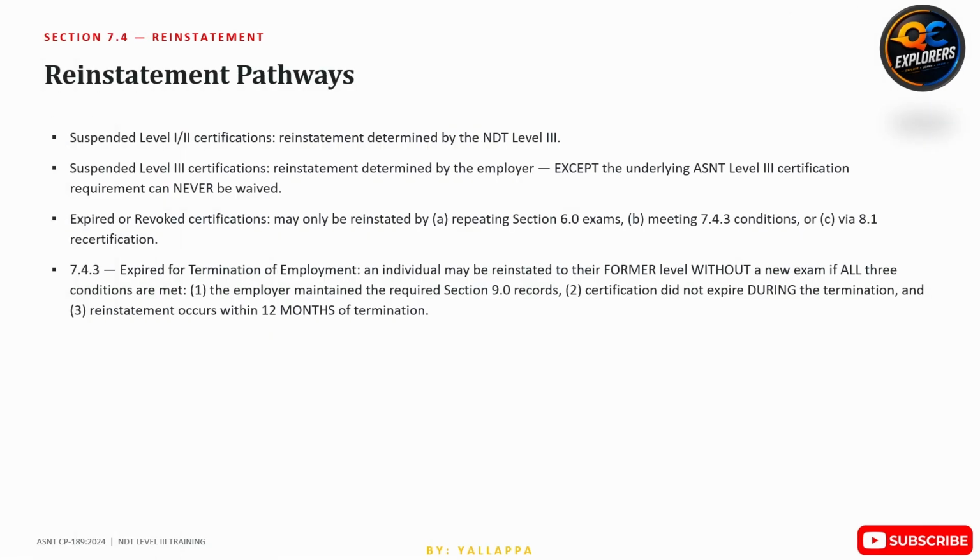We've just learned how certifications may expire, be suspended, or even be revoked. The next logical question is, can a certification be restored? Section 7.4 answers that question by defining the official reinstatement pathways. Rather than treating every case the same, CP-189 provides different procedures depending on why the certification became invalid. The key principle to remember is that not every expired or suspended certification requires a complete recertification process.